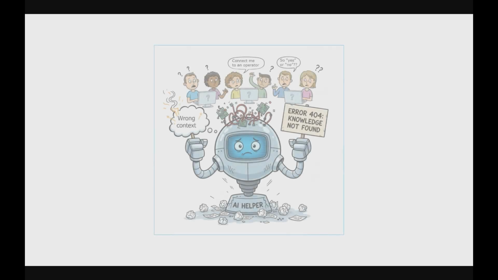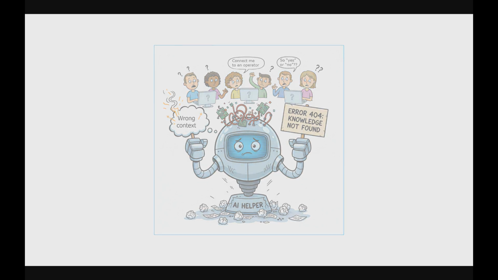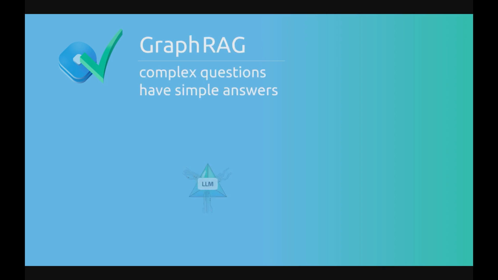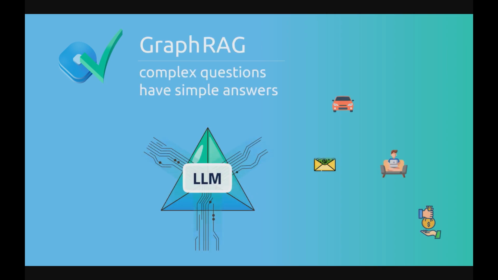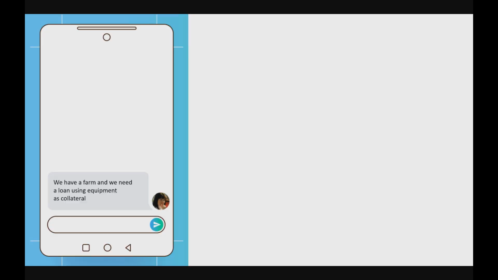AI assistants are good at question answering over small sets of documents. But when it comes to analyzing thousands of texts to answer complex questions, their effectiveness drops. GraphRAG technology helps LLMs find simple answers to complex questions. Let's take a look at how it works.